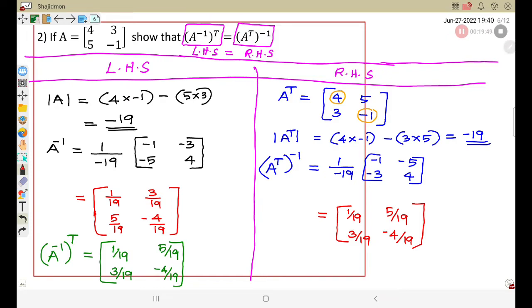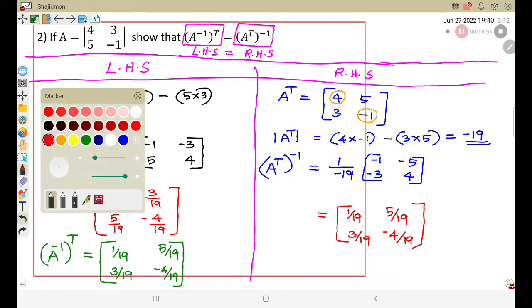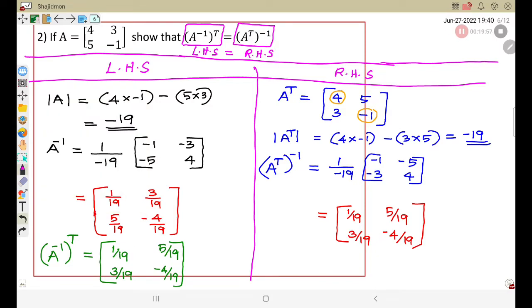Now check whether the right hand side and left hand side are same or different. Okay, you can see that one. Yes, it is the same because 1 over 19, 1 over 19, 5 over 19, 5 over 19, 3 over 19, minus 4 over 19. So both sides are same. So we can write left hand side equal to the right hand side. So this is our question: show that the left hand side matrix is the same as the right hand side matrix. I hope you understood. You can practice that question one more time for better understanding.